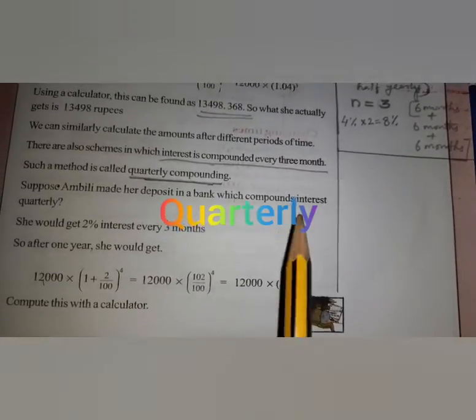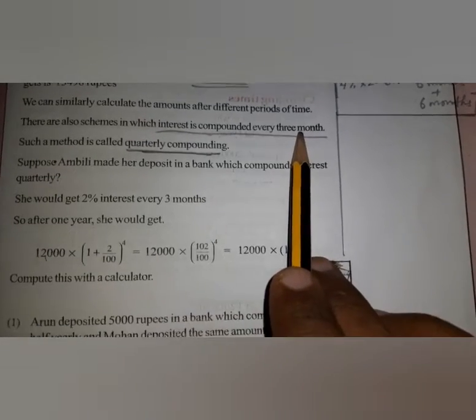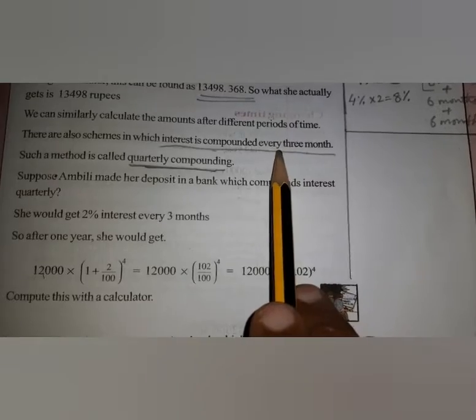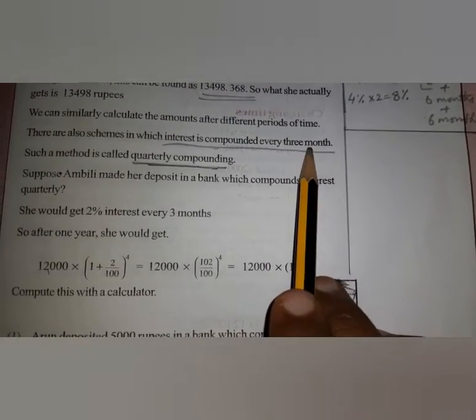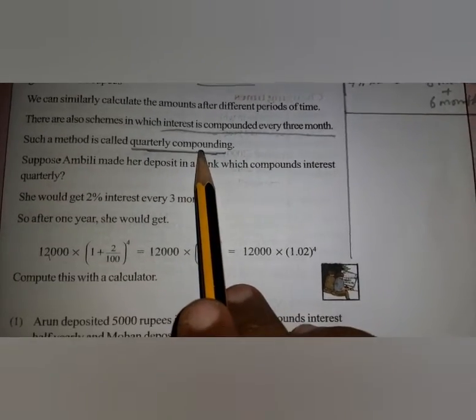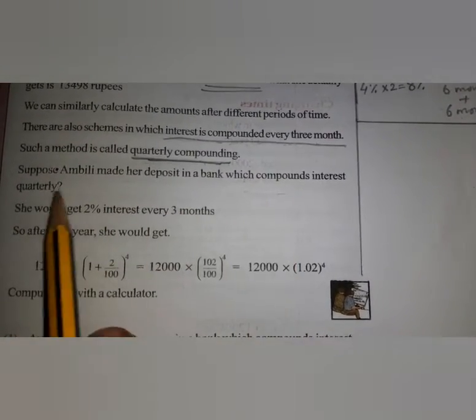The same question, if it is calculated for every 3 months. Humbly is depositing that amount in a bank, and the bank is calculating compound interest every 3 months. Or we can say it is quarterly compounding. So the bank is calculating at different periods of time. Humbly made her deposit in a bank which compounds interest quarterly.